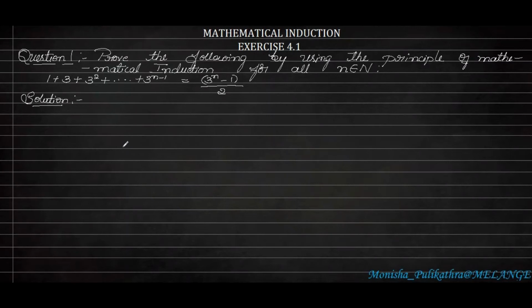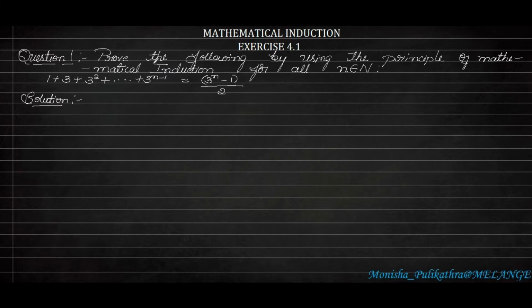Let us move on to the first question of exercise 4.1. As per the introduction I have explained, each and every problem has to undergo 3 steps. In the first step, n has to be assumed as 1. In the second step, n has to be assumed as k, and in the third step, n has to be assumed as k plus 1. Then we have to prove the statement.